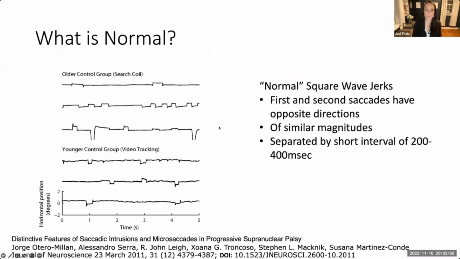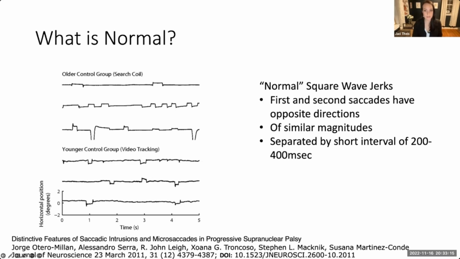So again, I mentioned this before, but what is a normal square wave jerk? Square wave jerks aren't necessarily abnormal. I know when clinically we hear square wave jerks, we're thinking about nystagmus in general that we can see in our clinic, and those square wave jerks are abnormal. But a square wave jerk in fixational eye movements is normal because that's how they work.